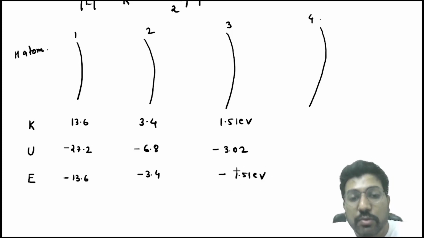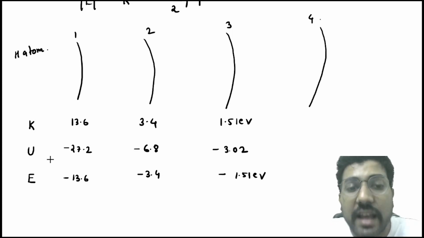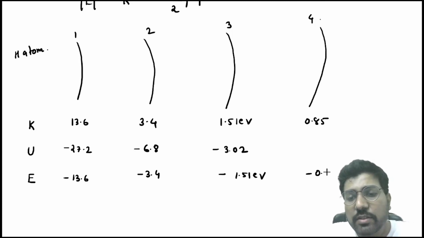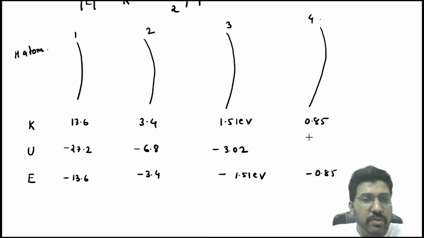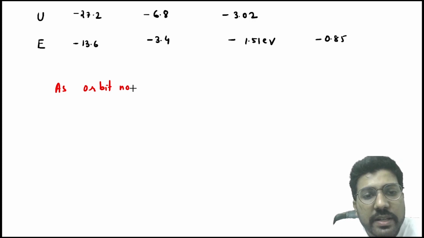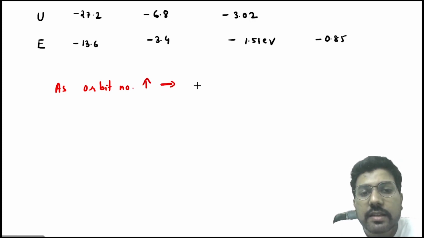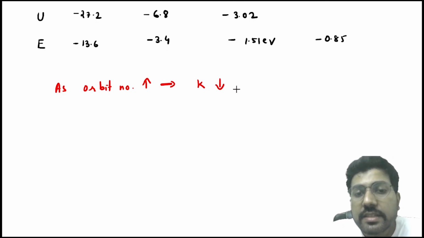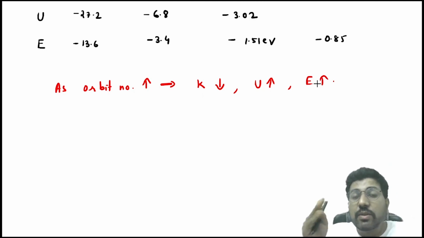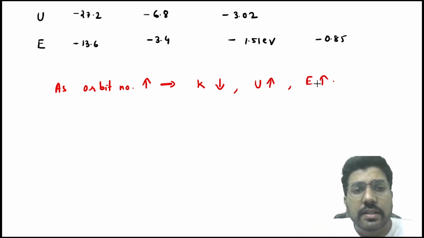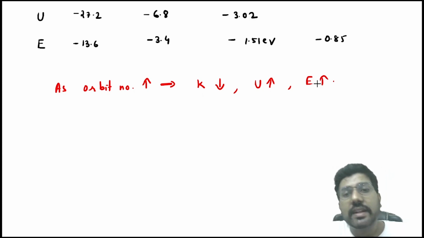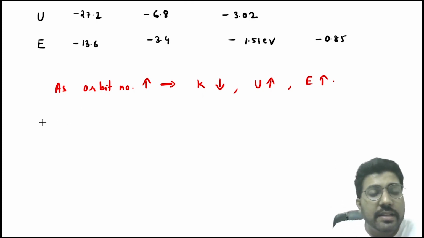This was what we used to remember, okay, in the previous class, right? Fourth one, you can write it yourself. I'll write 0.85, and this also minus 0.85. This will be 0.85 multiplied by 2. Okay, now as the orbit number increases, the kinetic energy decreases, but the potential energy increases, and the total energy also increases, because they are negative. 0 is the maximum for them. So as the orbit number increases, the kinetic energy decreases, the potential energy increases, and the total energy also increases, right?